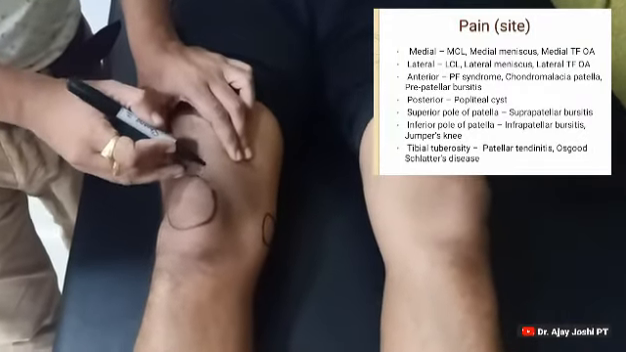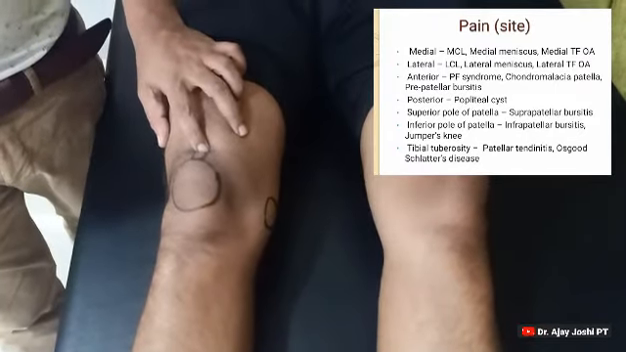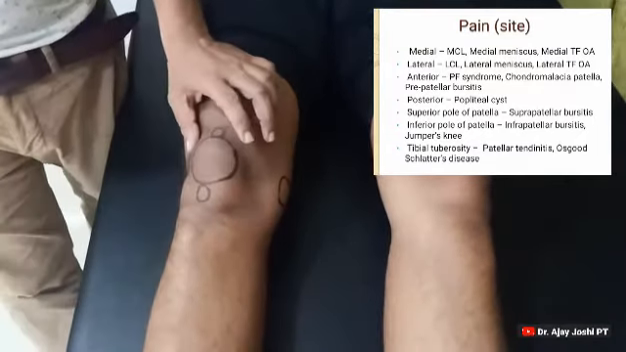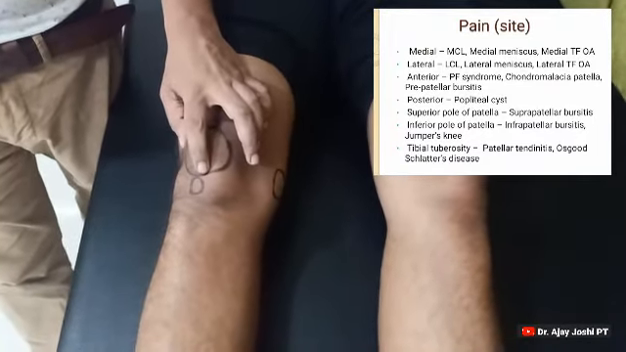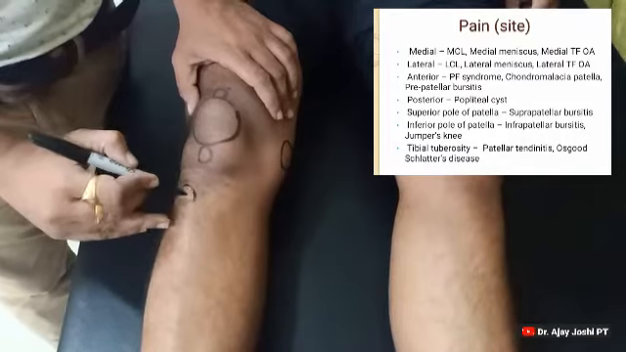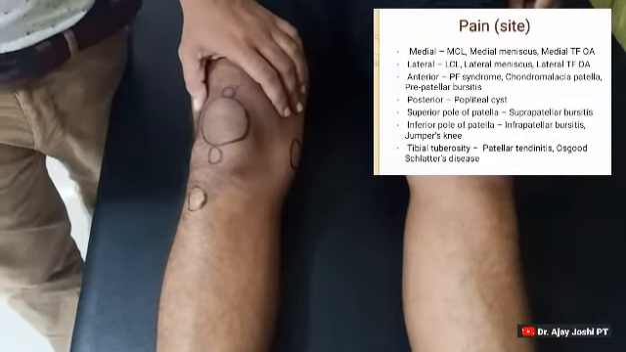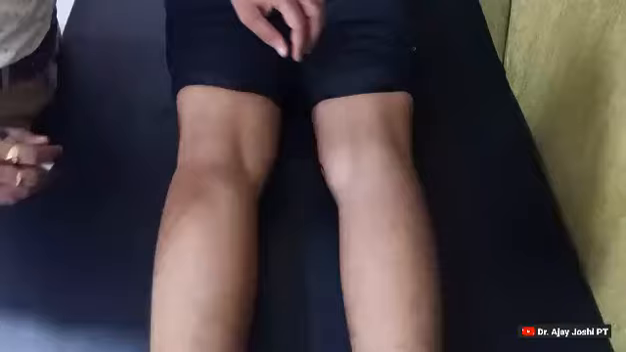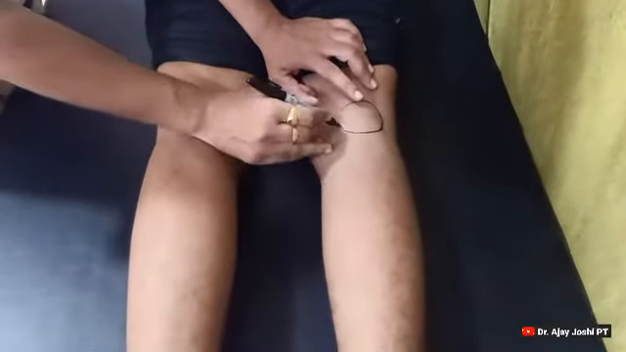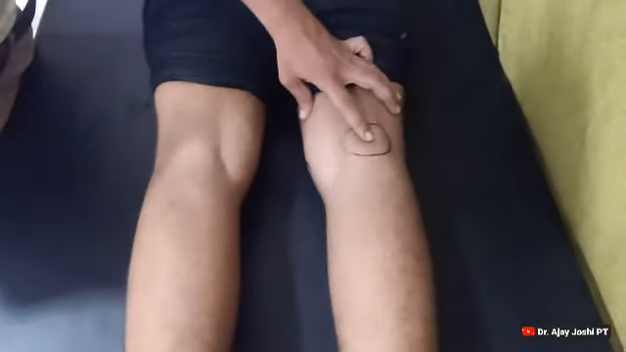If the patient has pain over the superior pole of the patella, it can be suprapatellar bursitis. If the patient has pain over the inferior pole of the patella, it can be infrapatellar bursitis or jumper's knee. If the patient has pain over the tibial tuberosity, it can be patellar tendinitis or Osgood-Schlatter's disease. If the patient is having pain over the popliteal fossa, then it can be bursitis or popliteal Baker's cyst.